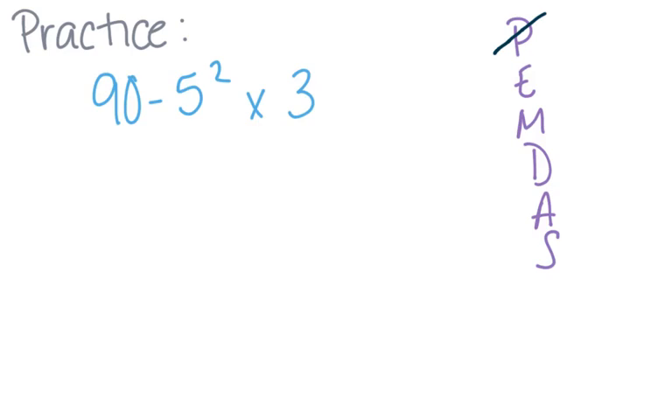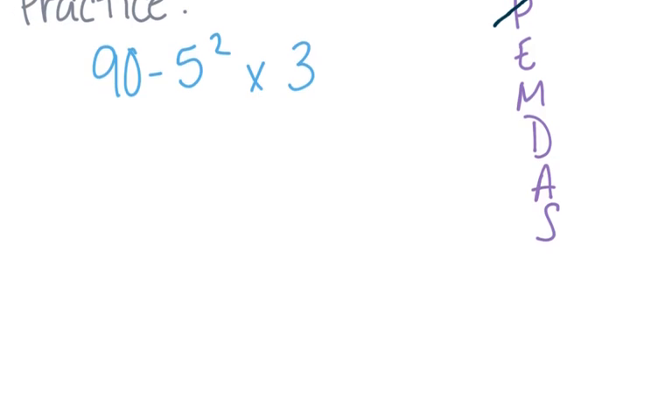When we look at PEMDAS, we see that E comes first because we don't have any parentheses, so we're not using P. So we have to do the exponent first. We learned about exponents in the previous lesson. If you're not sure about how to solve exponents, then you need to go back and review the video for Module 6, Lesson 5. So let's start with 5 squared. And 5 squared is 25.